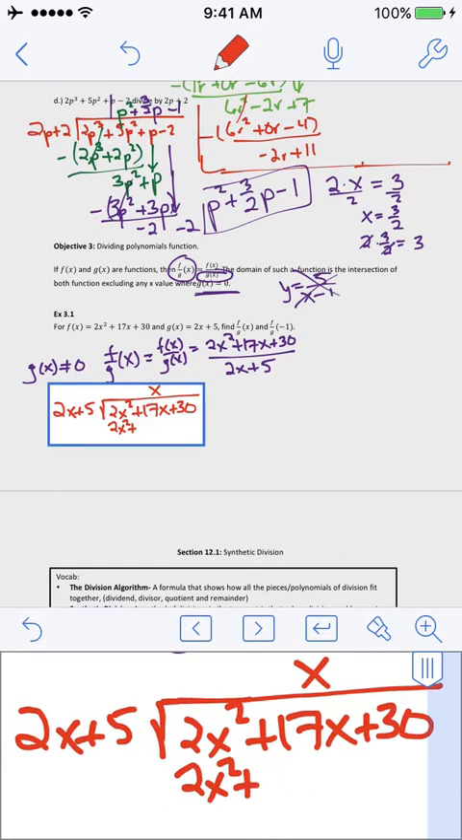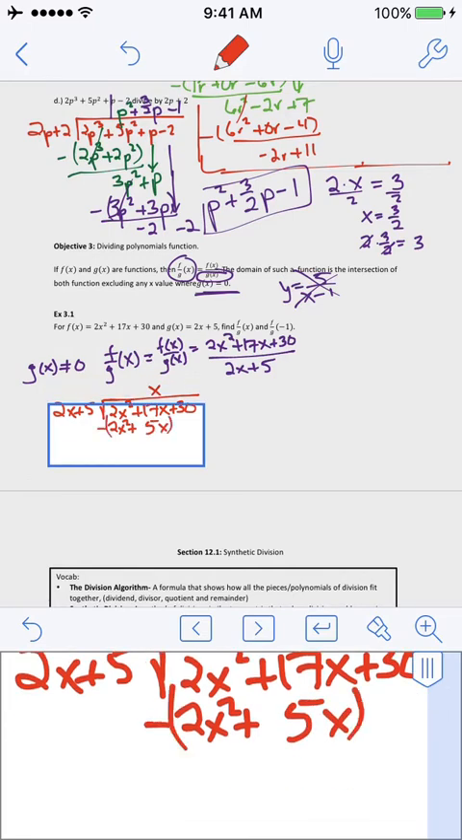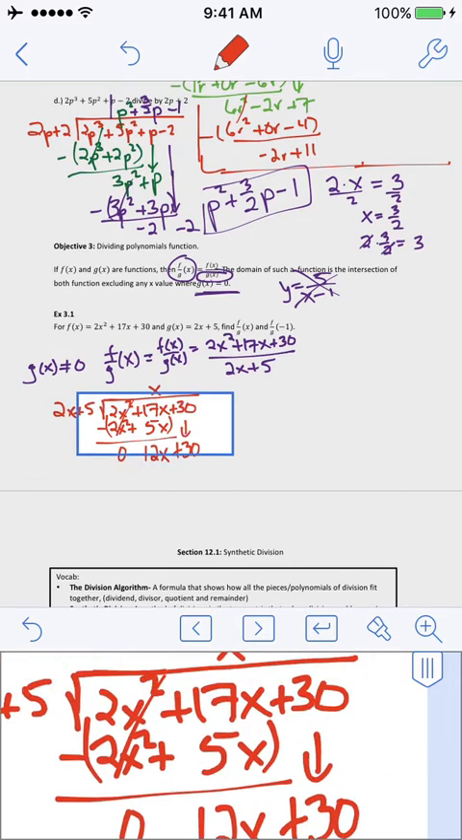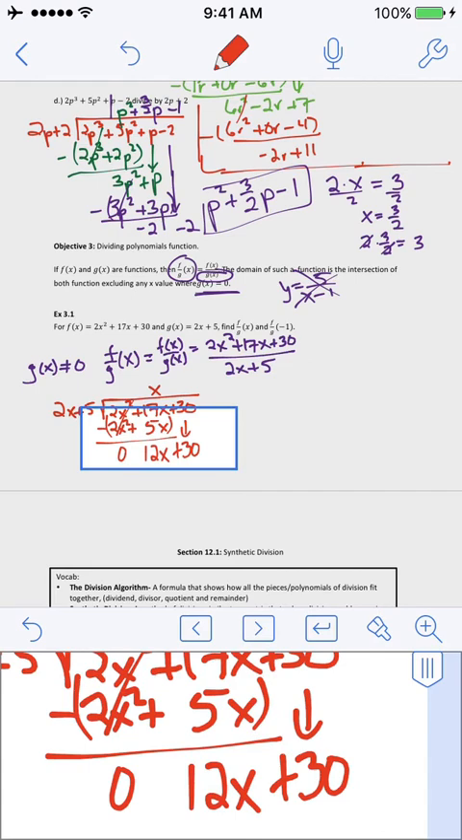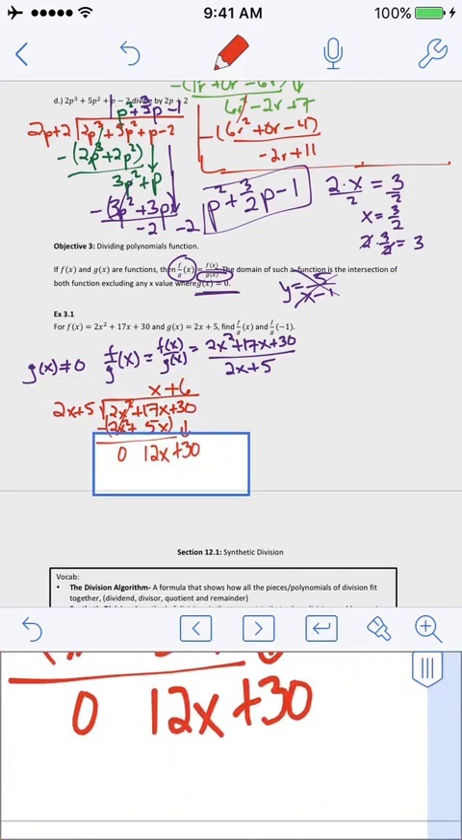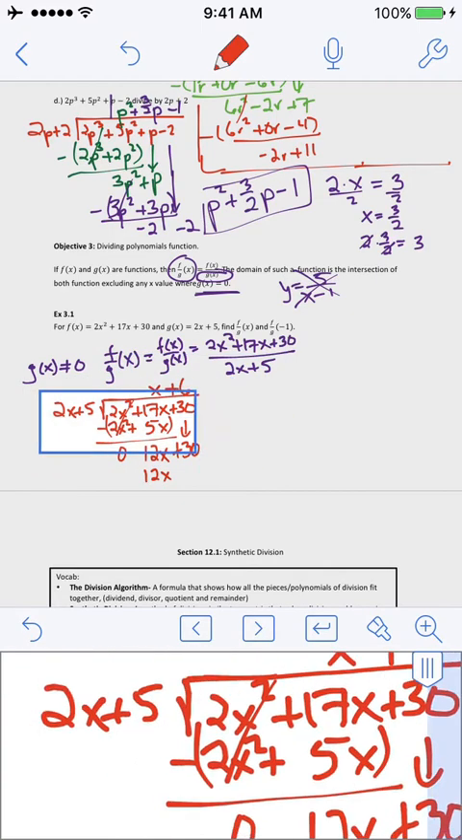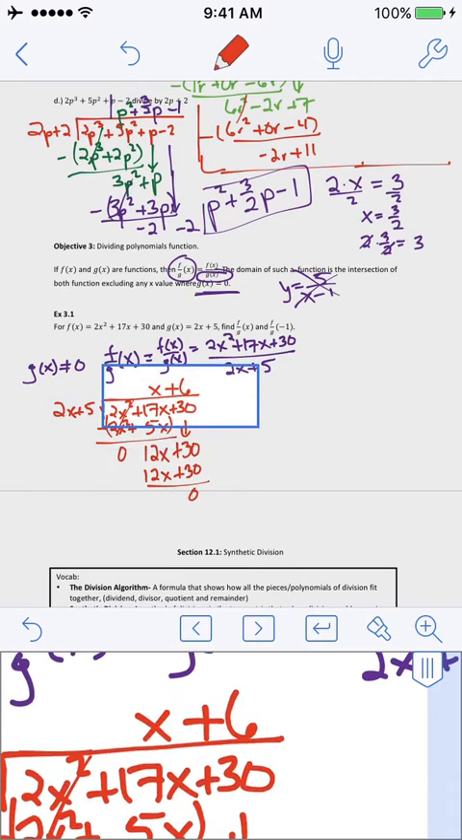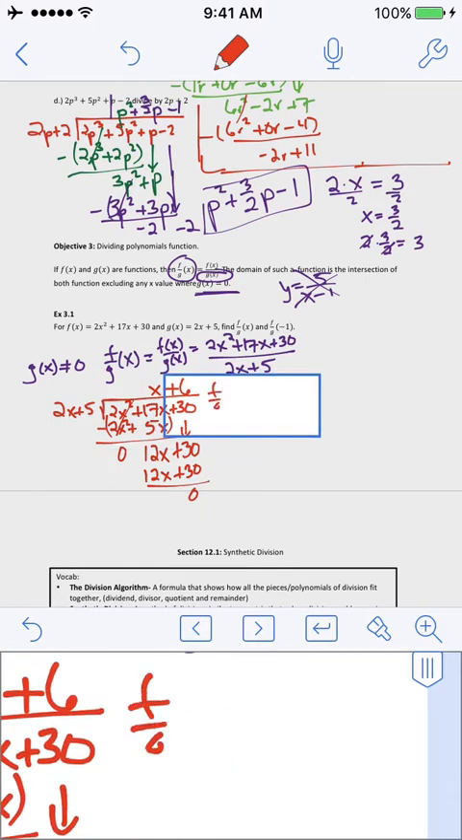Let me write that a little bit more lined up. Okay. Subtract those. You end up with 0. 17 minus 5 is going to be a 12x plus 30 when you drag the 30 down. Okay, round 2. How do I get a 2x to a 12x? I have to multiply by 6. 6 times 2x is 12x. 6 times 5 is 30. Oh no, hey, look at that. It looks like there is no remainder, which is fabulous. So f over g of x is equal to x plus 6.